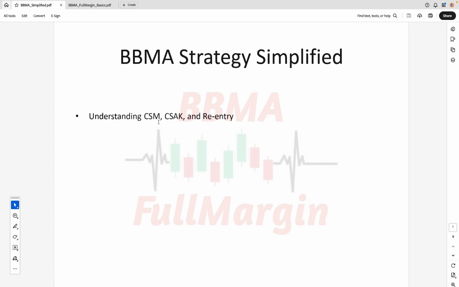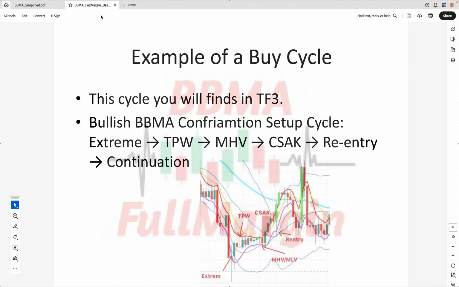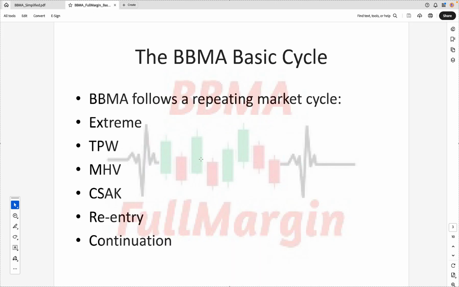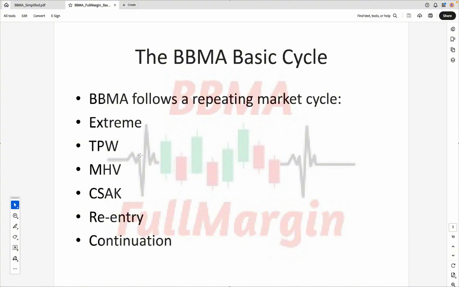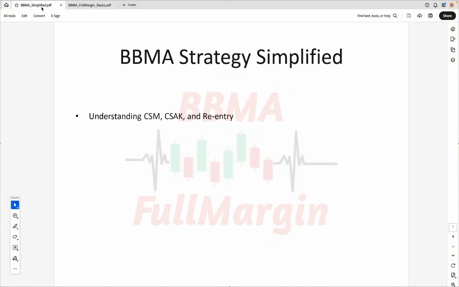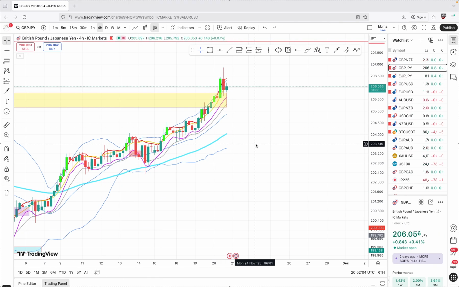It is CSM, CSAK, and re-entry. For those who haven't watched my previous video, where I explained the BBMA cycle, I already shared this PDF as well. This is really important, so I'm just continuing the same part: extreme, TP, MHV, CSAK, re-entry, and the continuation. After that, it's CSM, CSAK, and re-entry. I will explain today what is CSM, what is CSAK, and what is re-entry.